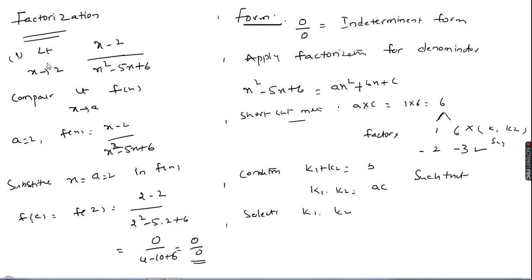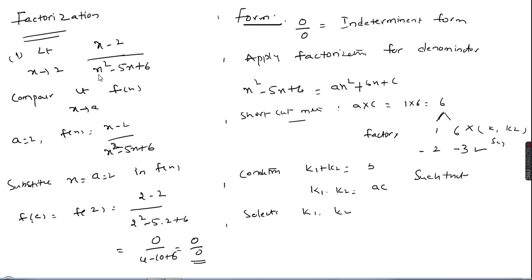So the problem is the limit as x tends to 2 of (x minus 2) by (x square minus 5x plus 6). We compare that limit x tends to a of f of x, where a is equal to 2 and f of x equal to (x minus 2) by (x square minus 5x plus 6). We substitute x equal to a, that is nothing but 2, in f of x. So we get f of 2, and that form is 0 by 0. So 0 by 0 is nothing but an indeterminate form.